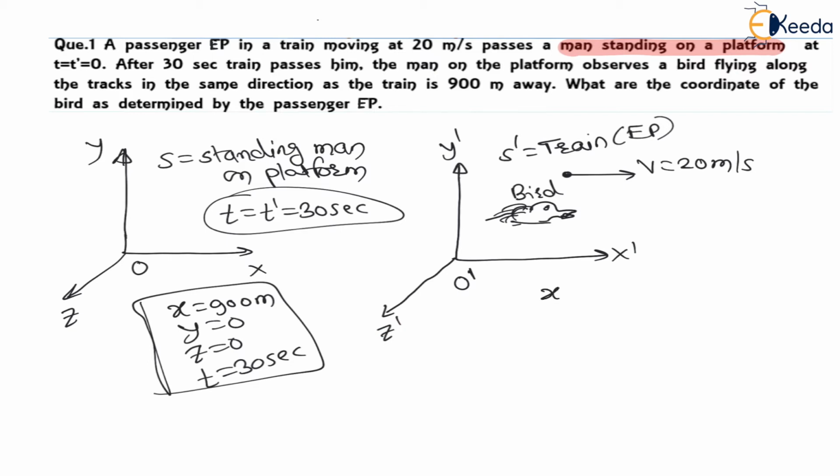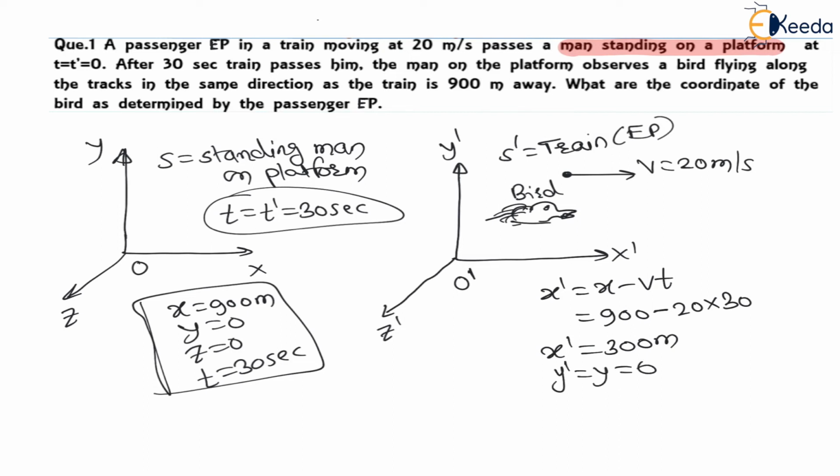Now we have x dash is equal to x minus vt. This is the general relation. X dash is equal to x, which is 900, minus v, which is 20, into time, which is 30. Therefore this x dash will become, if I solve this, 300, and dimension is in meter. Y dash will be equal to y, which is 0. Z dash will be equal to z, which is 0. And t dash will be equal to t, which is 30 seconds.